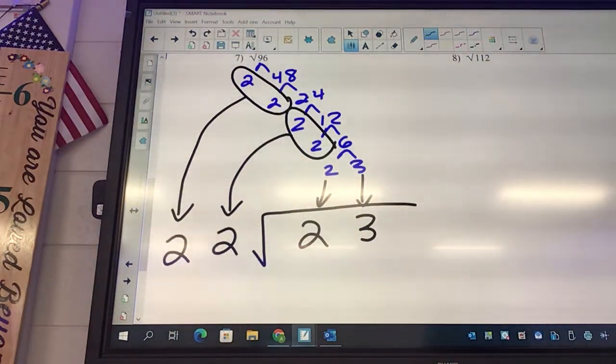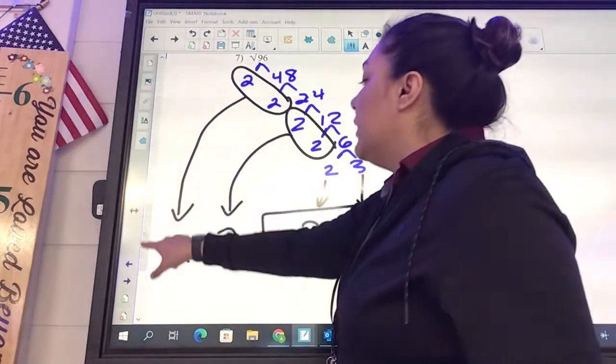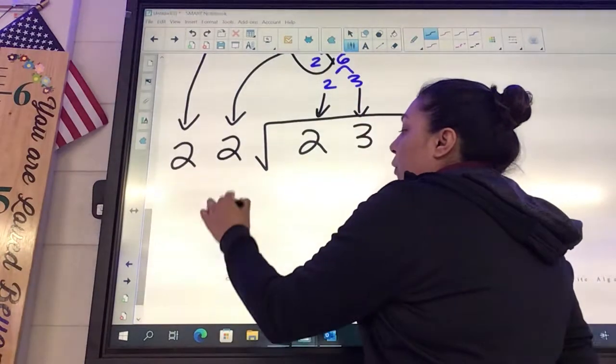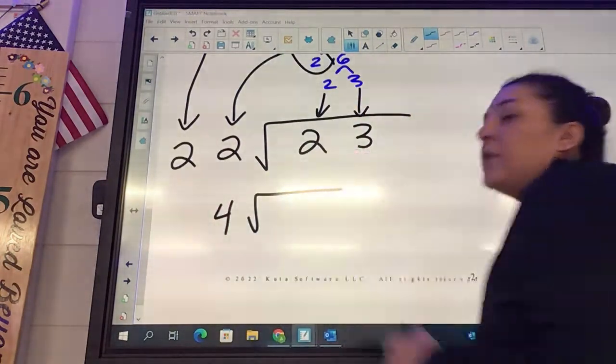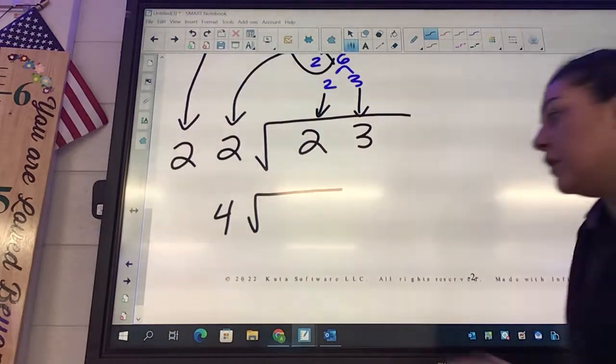Okay, for every group you have circled, there's kind of like one leader of that group. So, 2 times 2 on the outside, what are you going to get? 4 square root, 2 times 3. 6.